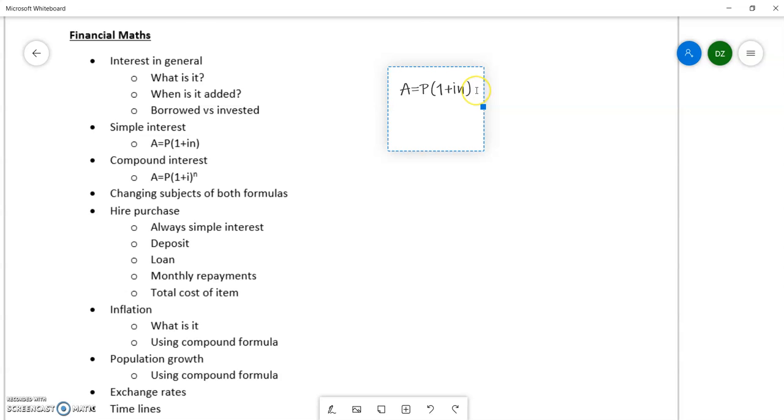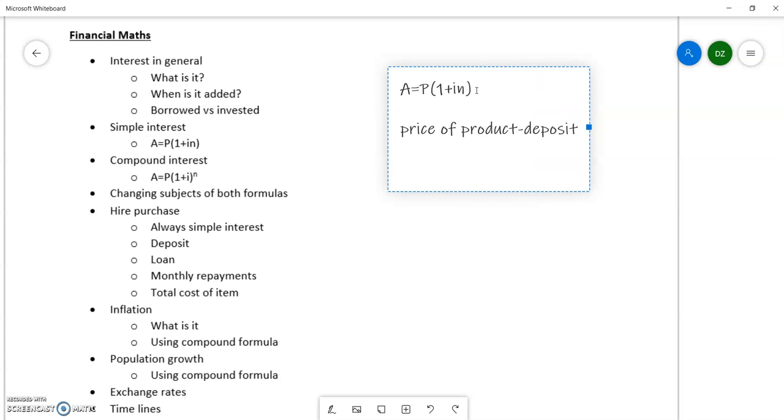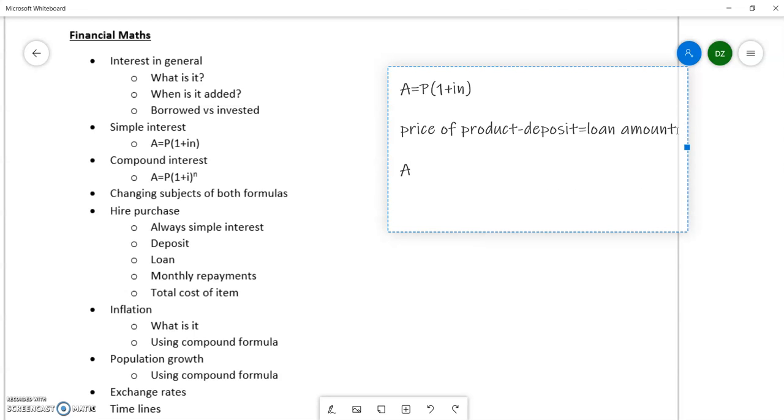So before we can even decide what the loan amount is, it's going to be the price of the product minus the deposit that you pay. Remember, deposit is a value in money, so it's a rand amount, and that will give you your loan amount that you take. And now this loan amount becomes the P-value in our simple interest formula. So the loan amount is what goes into my formula. So loan amount, and it's still 1 plus i times n.